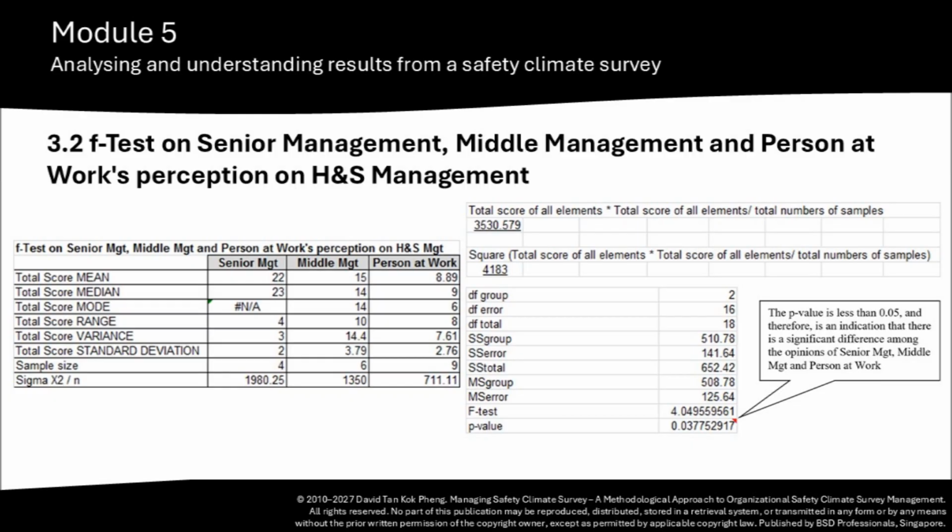However, while the F-test confirms that a significant difference exists somewhere among the groups, it does not identify which specific groups differ from one another. Therefore, further analysis using t-tests is required to conduct pairwise comparisons between the groups. These comparisons will help determine whether the significant differences occur between senior management and middle management, senior management and persons at work, or middle management and persons at work. The results of the t-tests are presented and discussed in the following section.